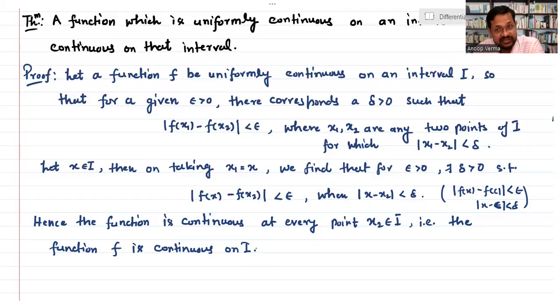a function which is continuous in a closed interval, continuous at every point, that function will be uniformly continuous in that interval. In general, a continuous function is not necessarily uniformly continuous, but if it is defined on a closed interval and is continuous at each and every point of this closed interval, then that function will definitely be uniformly continuous there.